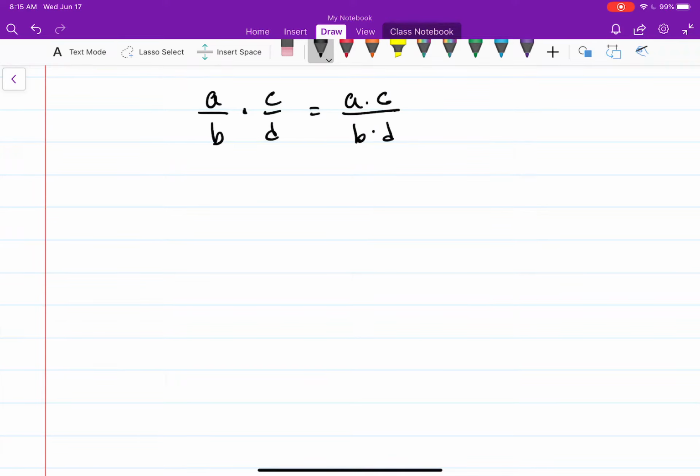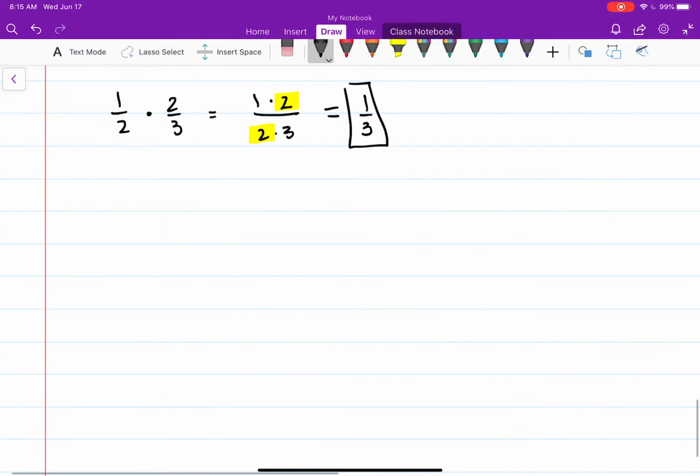Now, let's use numbers. I could do 1/2 times 2/3. When I do that, I do top times top, bottom times bottom. But what we notice is that the 2 and the 2 are the same, so they will cancel out, and I'm left with 1/3. All right, let's take another example. Let's say it was 1/4 times 2/3. Same thing. 1 times 2 on top, bottom is 4 times 3.